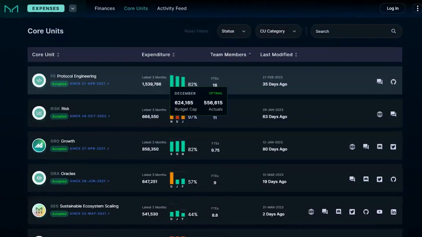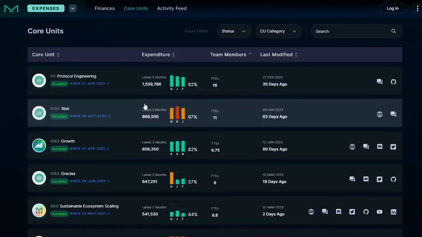And of course, if you are fulfilling your mandate as a core unit, one would expect that a large part of the budget is indeed spent on what your responsibilities are. And so in this case, we see that the budget cap is spent on average 82% over the last 3 months, which is a healthy spending level for the core units.